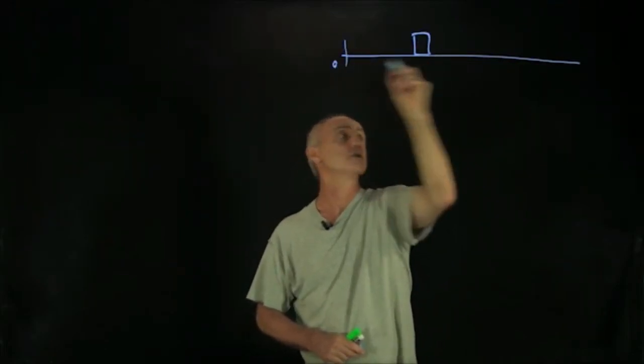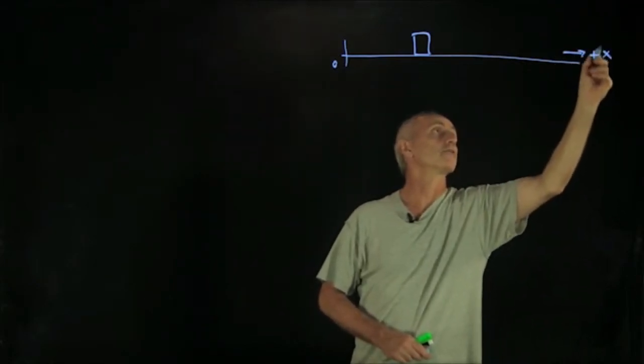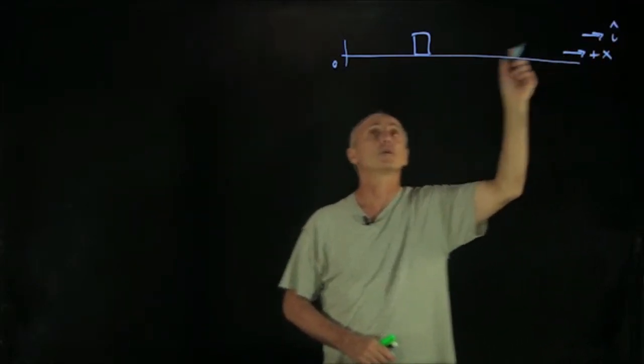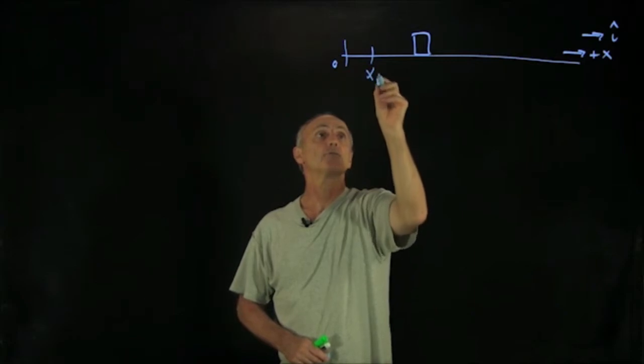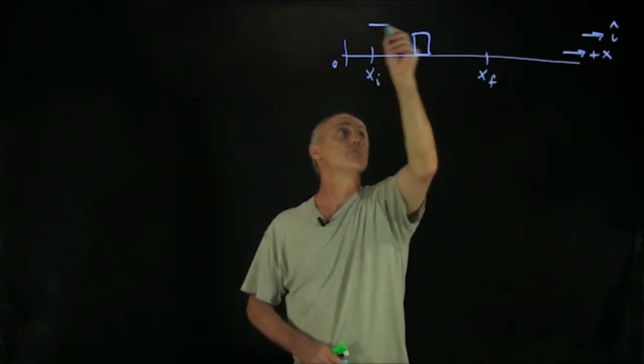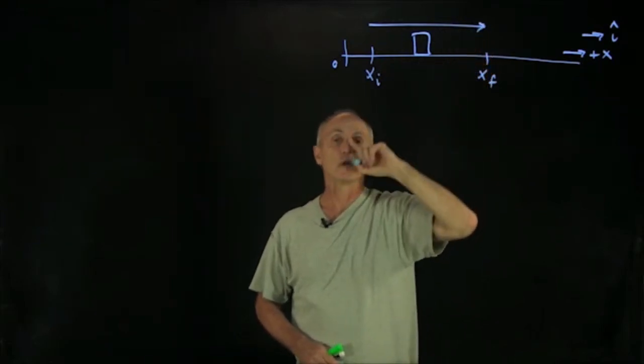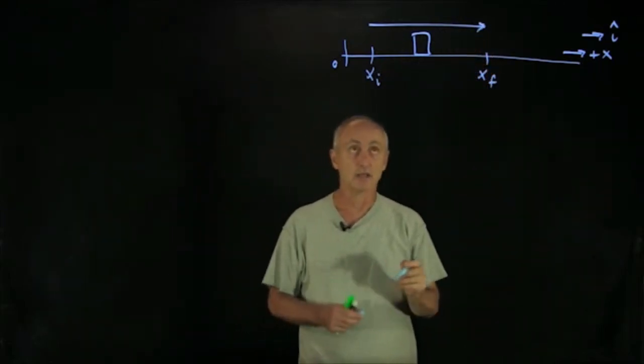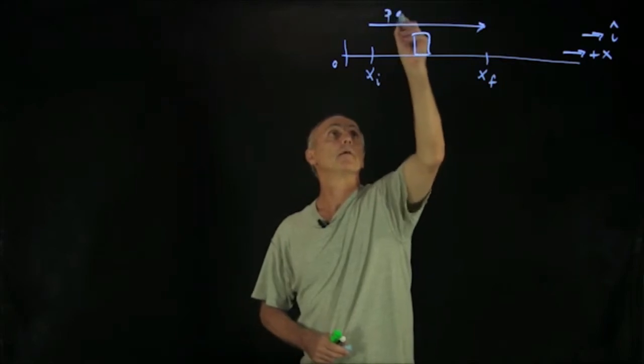So let's choose an origin. We'll call this plus x, our I hat direction. It's all going to be one-dimensional motion. And we're going to move this object from an initial to a final state, and we're going to move it directly in a straight line from the initial to the final state. And this will be our path 1.